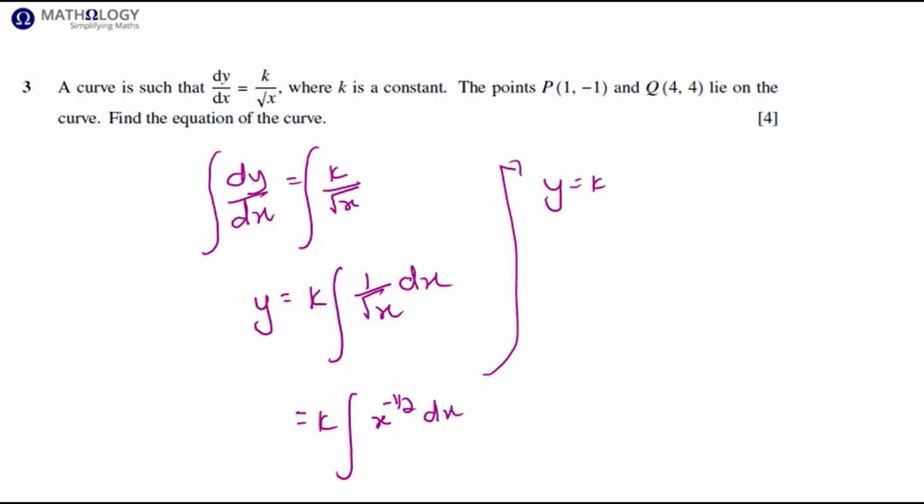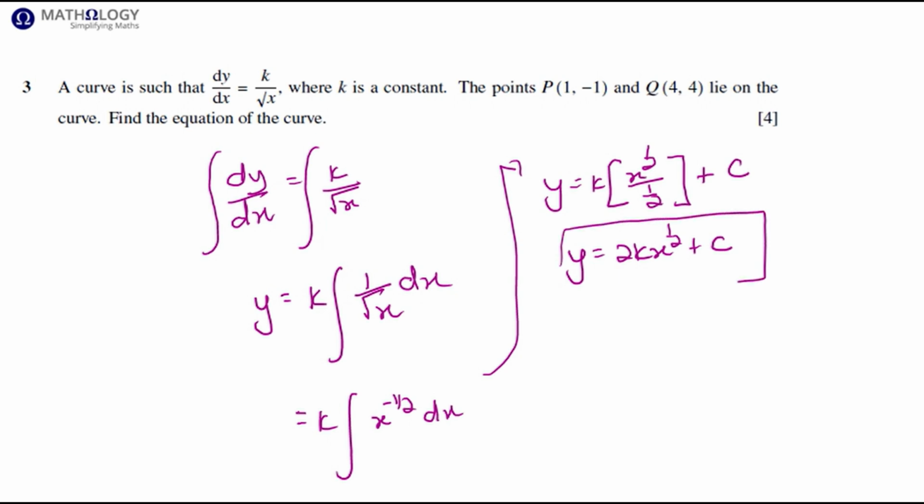So y equals k times the integral of x to the minus a half. We're going to add 1 to minus a half, we get a half, and then divide by a half, and we add the constant of integration plus c. So y will equal k divided by a half, which is 2k x to the half plus c. So this is the equation of the curve.